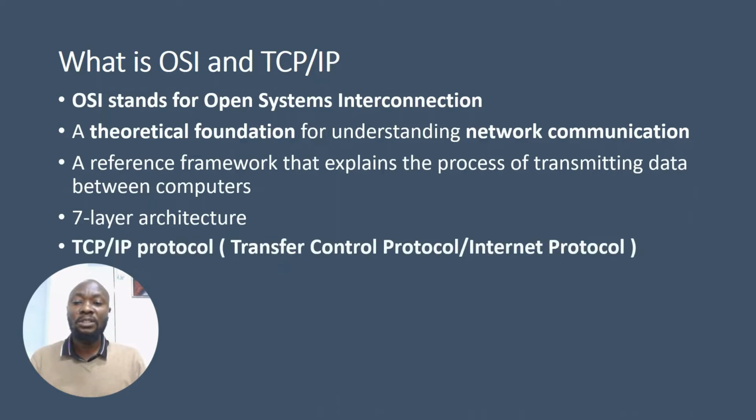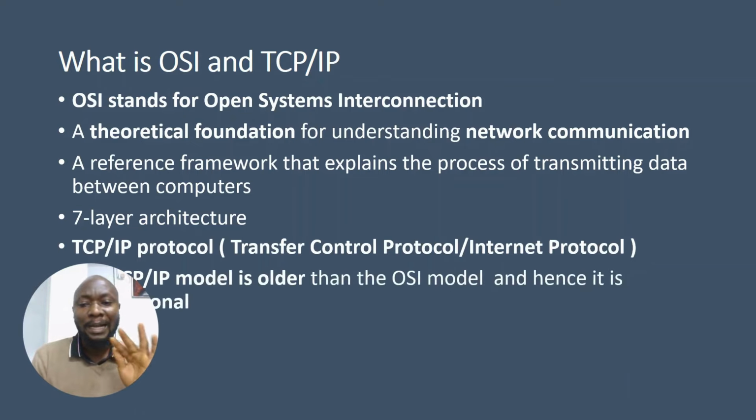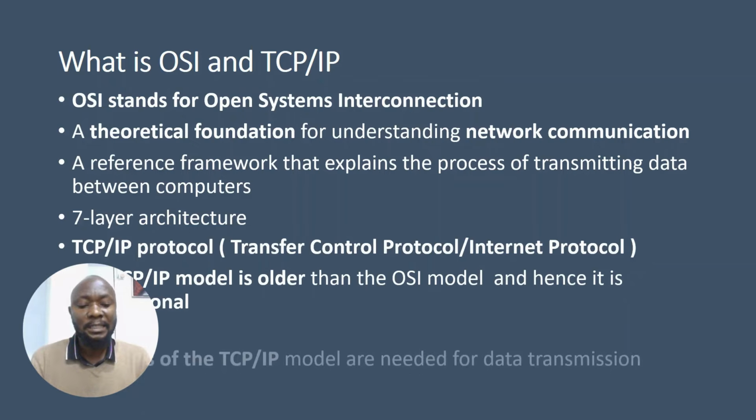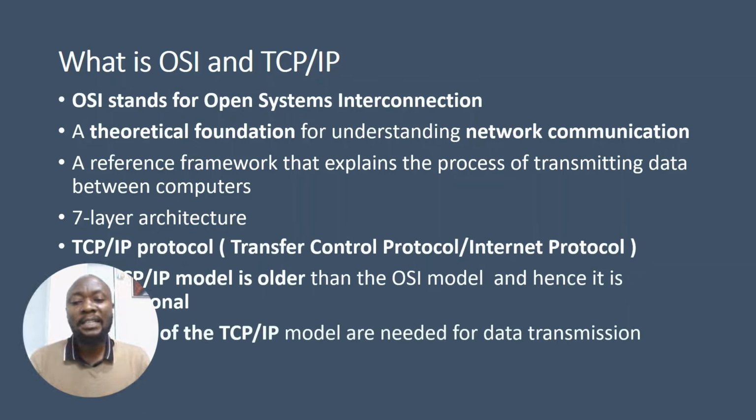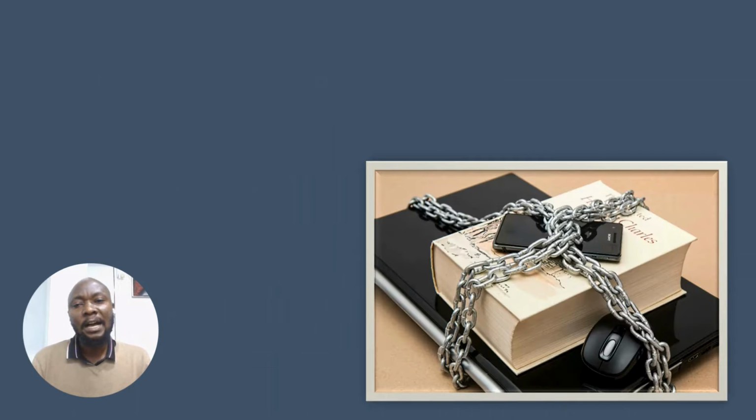We have another model that is called the TCP/IP model, which is the Transmission Control Protocol and Internet Protocol model. This model has only four layers. It is actually older than the OSI model and it is foundational. It started long before. All layers in the TCP/IP model are needed for transmission, as against the OSI model, whereby some of the 7 layers may not be involved in the process of transmission. So only 4 layers are involved.